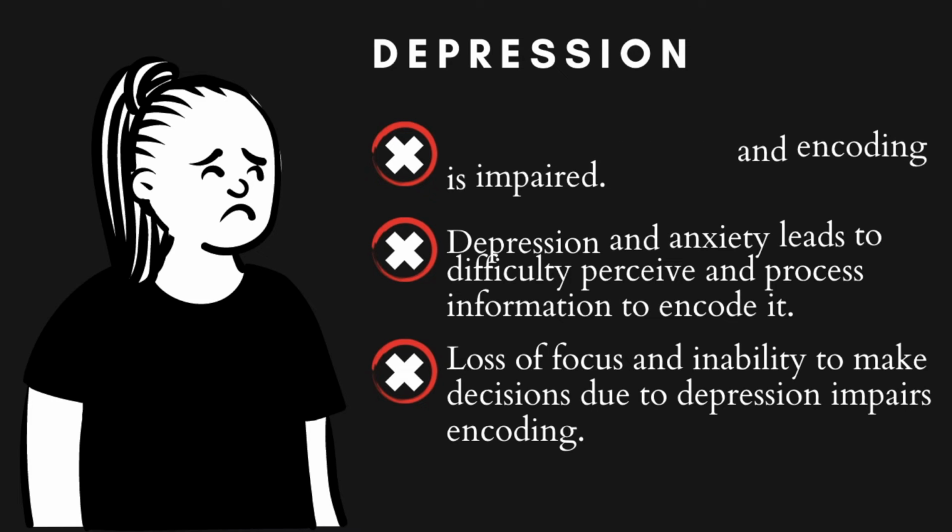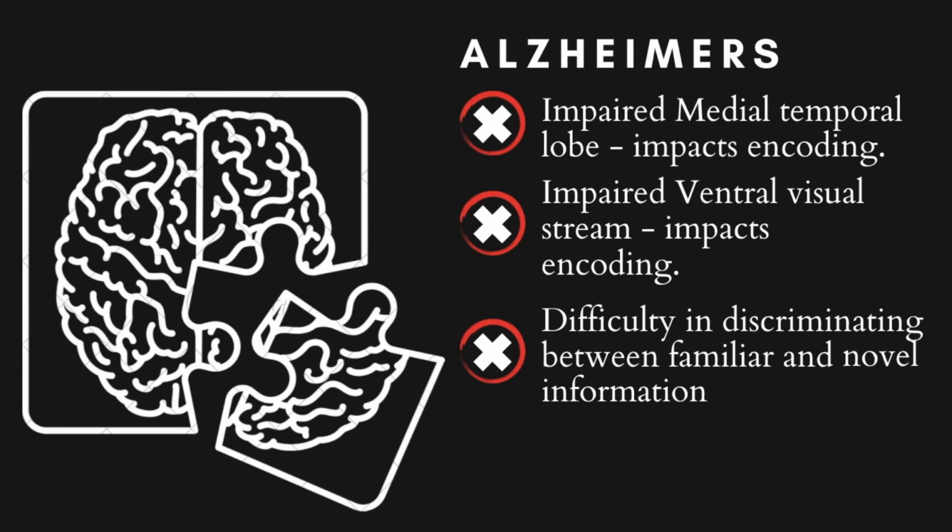Moving on, neurodegenerative conditions like Alzheimer's tend to degenerate parts of the brain, such as the medial temporal lobe, that in turn impacts memory formation overall, including the encoding process of memory formation. So, this condition also negatively impacts the process of memory encoding and memory formation.